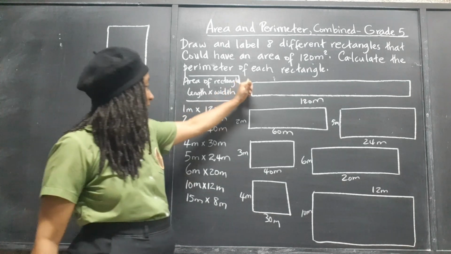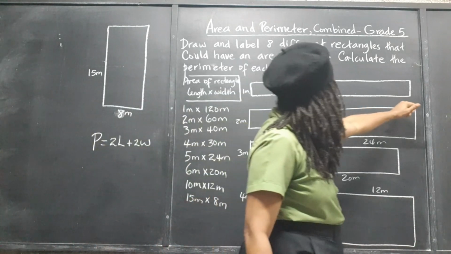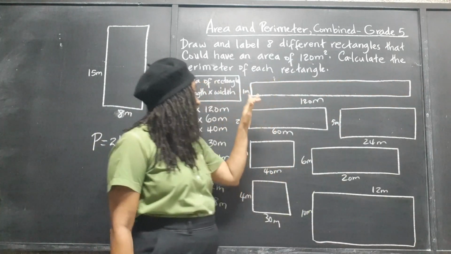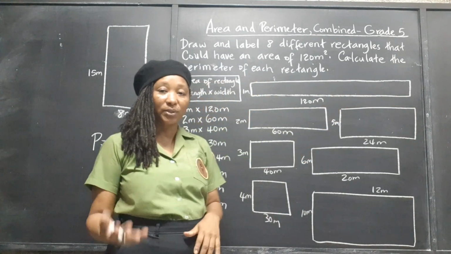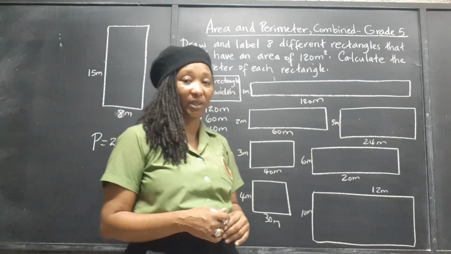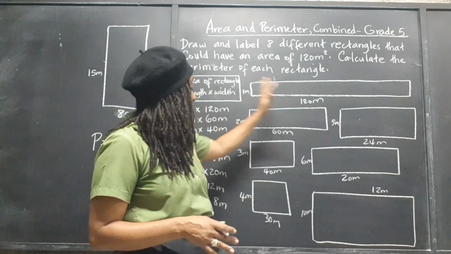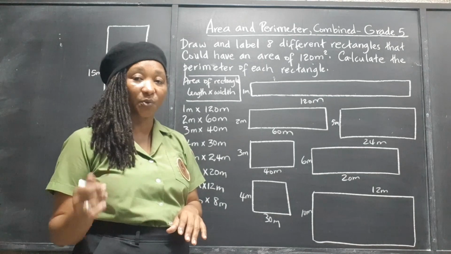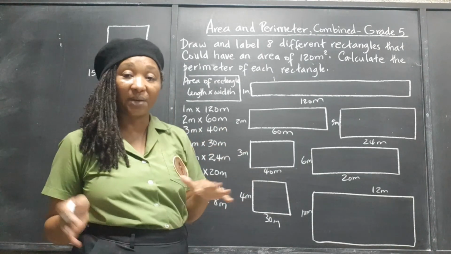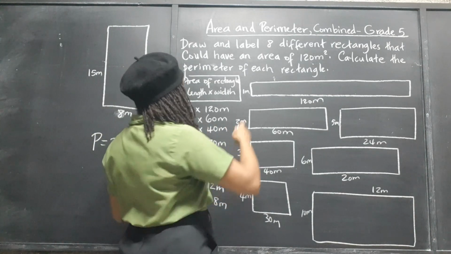Or we could just add the distance around the edge, right? We have 2 widths that are the same, 2 lengths that are the same. So 2 times the length plus 2 times the width. So even though all these rectangles have the same area, 120 meters square, each one will have a different perimeter. So let's work the perimeter of each one.